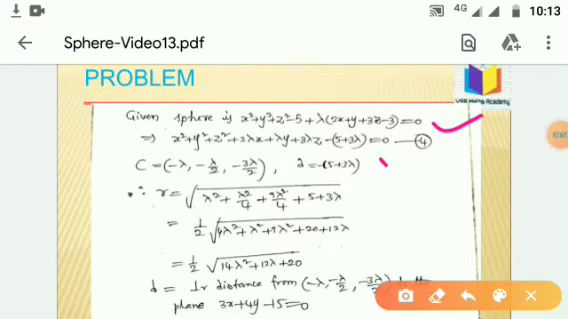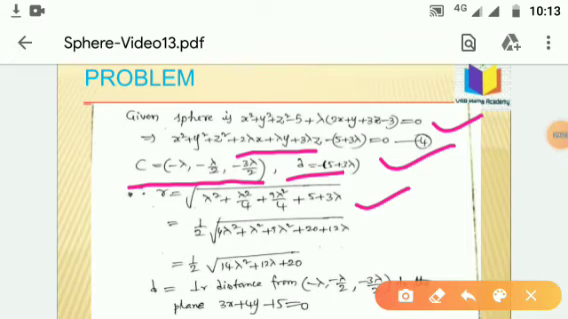On simplification, you will get like this. And from this you can write the center C like this and the radius will be like this. Here you can write the u value, v value and w value from this. u = λ, v = λ/2, w = 3λ/2. Therefore the center C = (-u, -v, -w) = (-λ, -λ/2, -3λ/2). And d is equal to this.